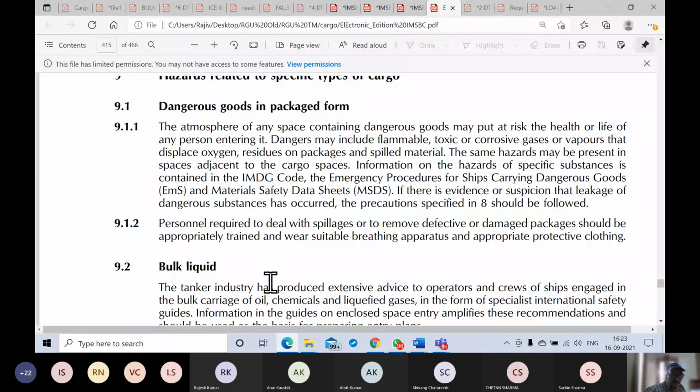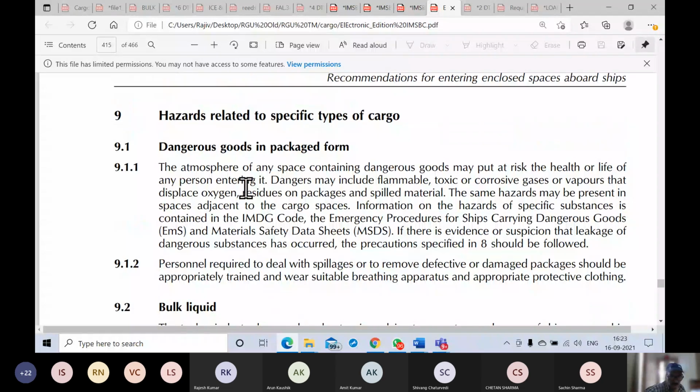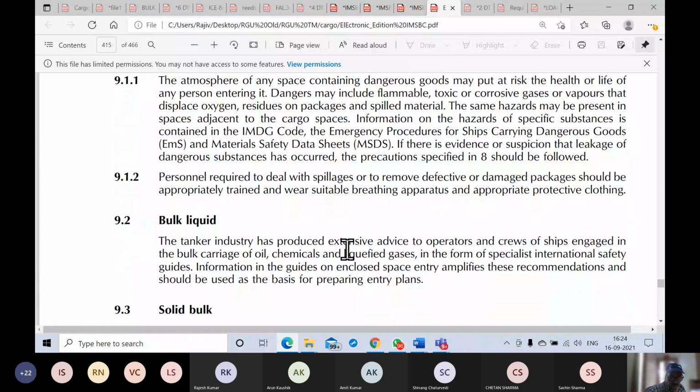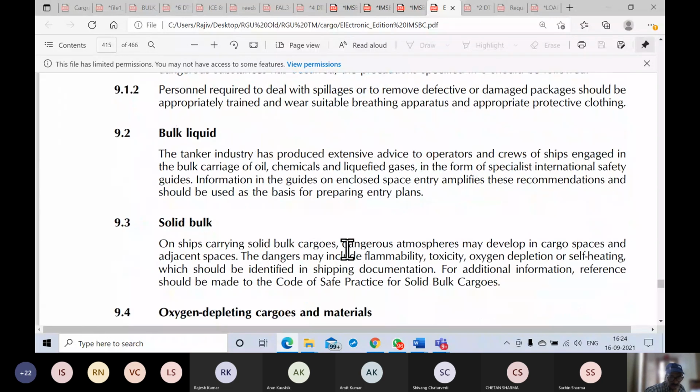Then, of course, there are some recognized hazards for dangerous goods in package forms. That will come from the IMDG code. Emergency procedures for ships carrying dangerous goods, which will be reflected in the MSDS also, and bulk liquid, which is tankers. But this doesn't come under IMSBC because we are talking about solid bulk cargo.